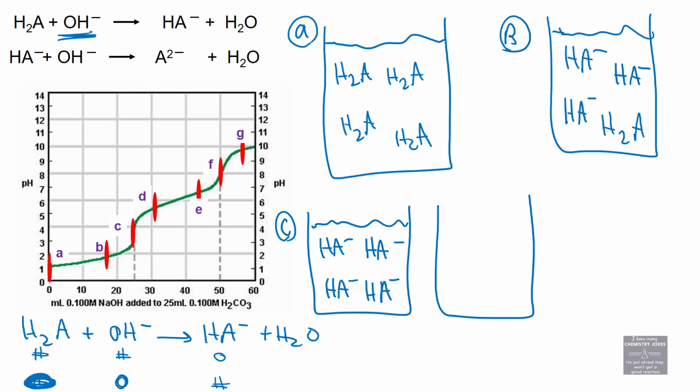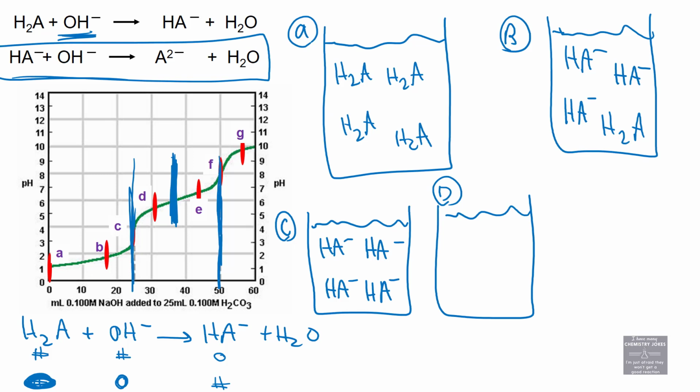D looks like it's between my 2 equivalence points, but it's not halfway between. That's a little bit off, my little line. It's prior to halfway between. So that's going to mean my second equation has started happening. Maybe I should change color so that we can follow along more easily. My second equation has started to happen, but I'm prior to the point of HA minus equaling the concentration of A2 minus.